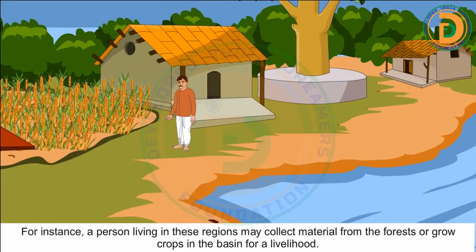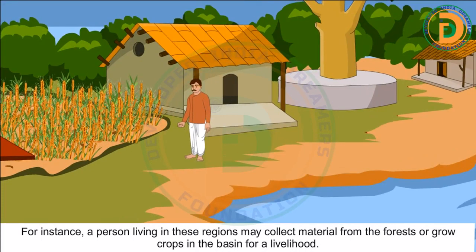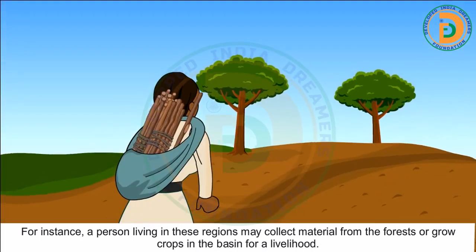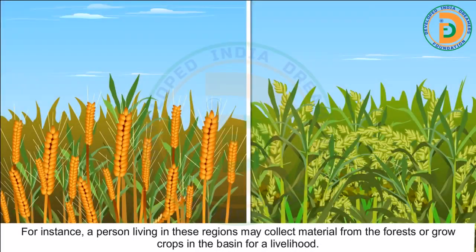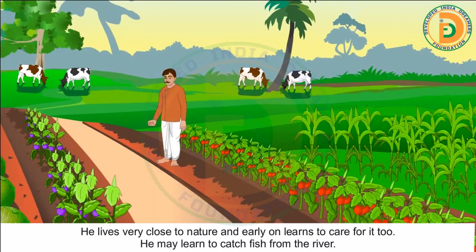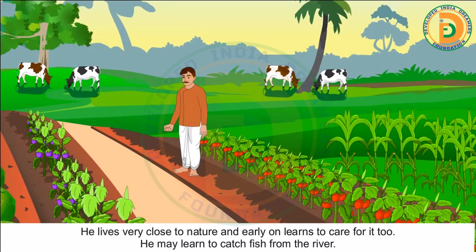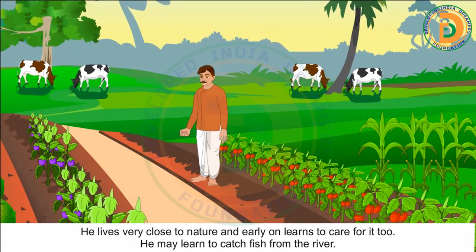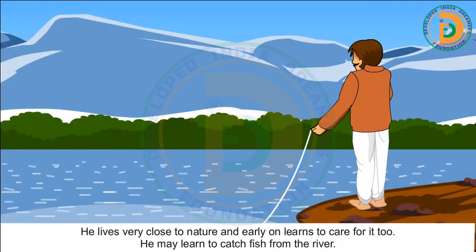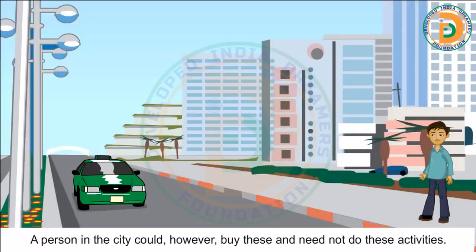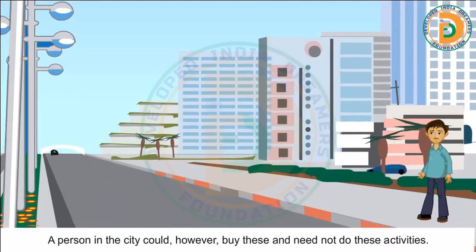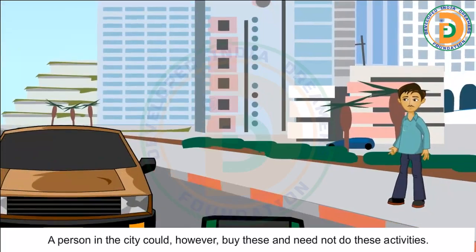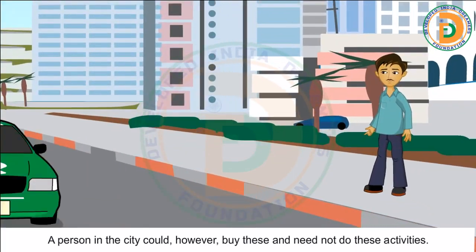For instance, a person living in these regions may collect material from the forests or grow crops in the basin for a livelihood. He lives very close to nature and early on learns to care for it too. He may learn to catch fish from the river. A person in the city could, however, buy these and need not do these activities.